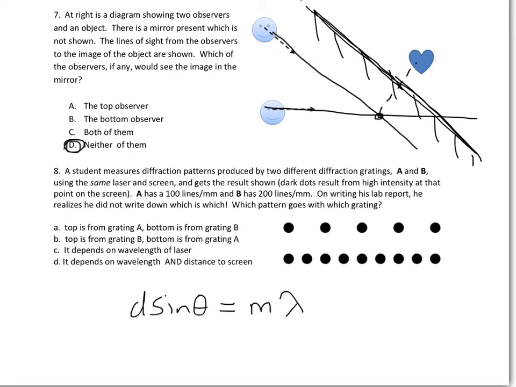Now the spacing is actually inversely proportional to this, so if you think of it, the angle is actually proportional to the inverse of the spacing. So as the spacing inverse increases, you go from 100 to 200, the angle should increase. So that implies that the top pattern is produced by B and the bottom by A.